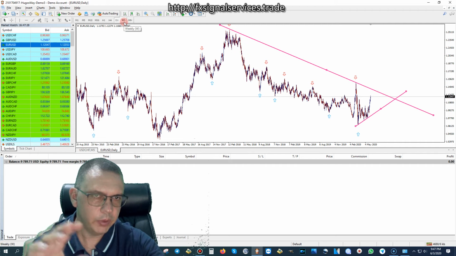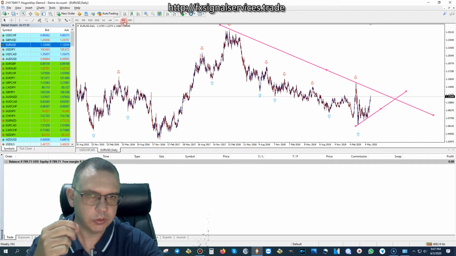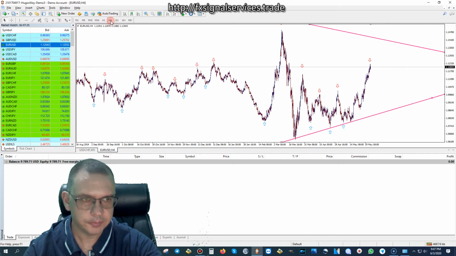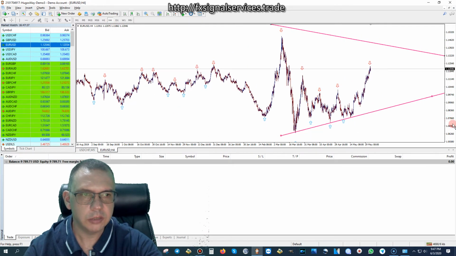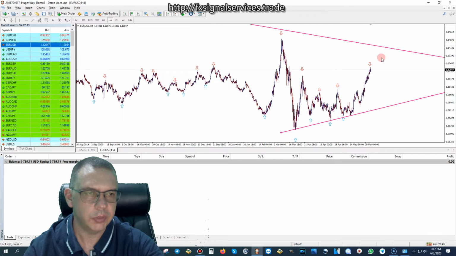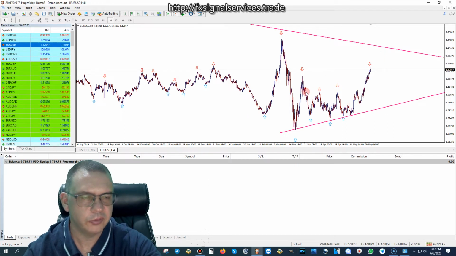So if we go to the smaller time frames, really want to try to look for buy opportunities on the smaller time frames. Now let's look at the 4-hour chart, okay? 4-hour chart now is showing the sell. So now we have a different picture. We have a lot more red and blue arrows, as I've said before.